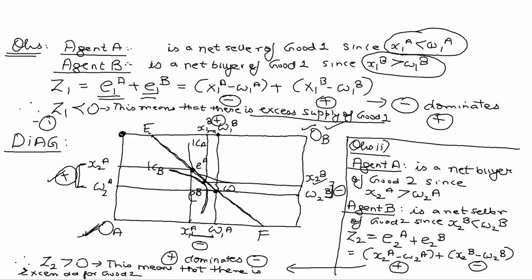Z2 positive means there is excess demand for good 2. So I hope till here all students are clear. So I can quickly erase all this, and I can show you what we have learned up till now.